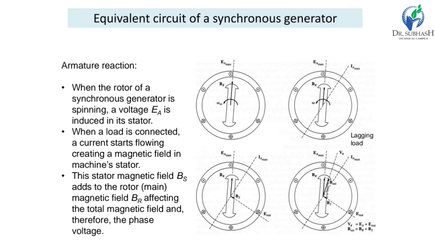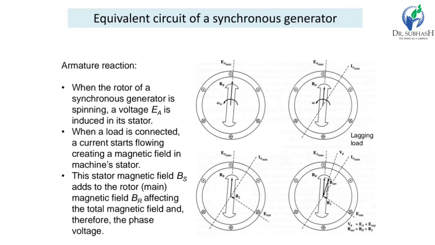The field Bs adds to Br, distorting it into B net, and the voltage E start adds to EA, producing V phi at the output of the phase. The internal generated voltage EA is produced by the rotor magnetic field B suffix R, whose direction coincides with the peak value of EA. The voltage will be positive out of the top conductors and negative into the bottom conductors of the stator.